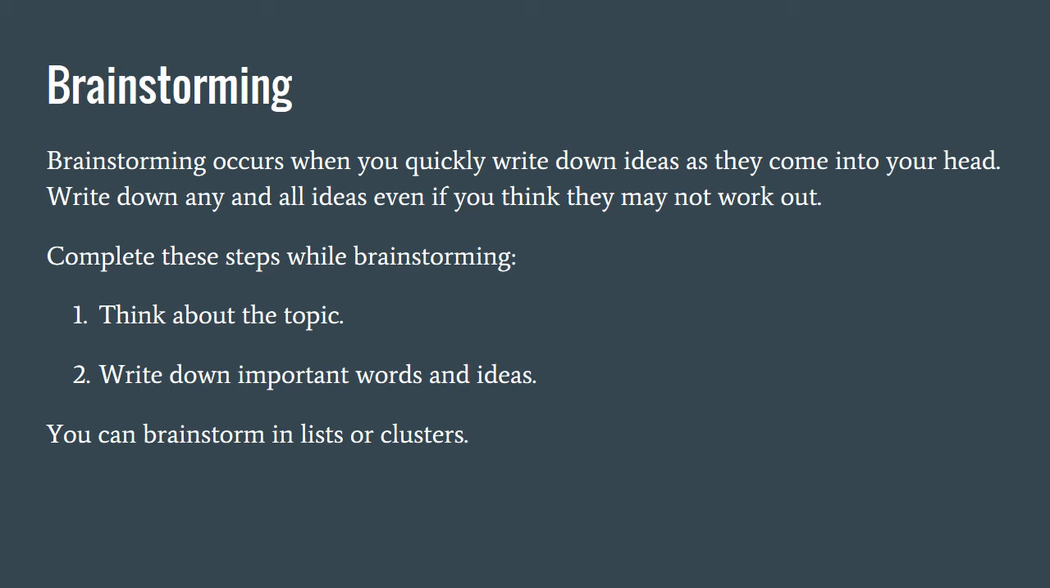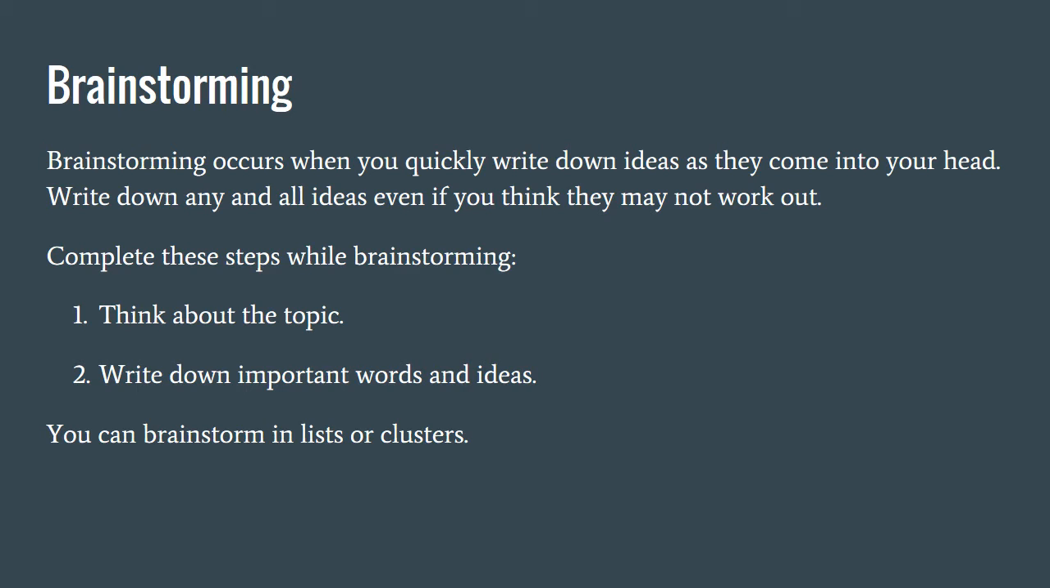It occurs when you quickly write down ideas just as they come into your head. Write down any and all ideas, even if you think they may not work out. Hey, you never know. So these are your two main strategies. Think about the topic. Think about it deeply. Think about other perspectives. Think about how someone else might think about it. Think about your opinion and then think about the opposite opinion. Write down as many important words and ideas that come to your mind.